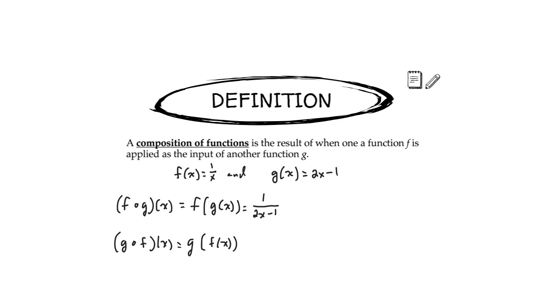Meanwhile, g circle f is the function that results when you plug f into g. g is a function that multiplies inputs by 2 and subtracts 1. And so if my input is 1 over x, then g circle f will be 2 times 1 over x minus 1, which is 2 over x minus 1. Two very different results.